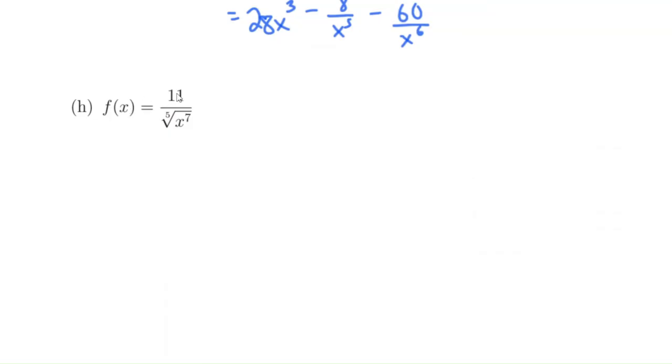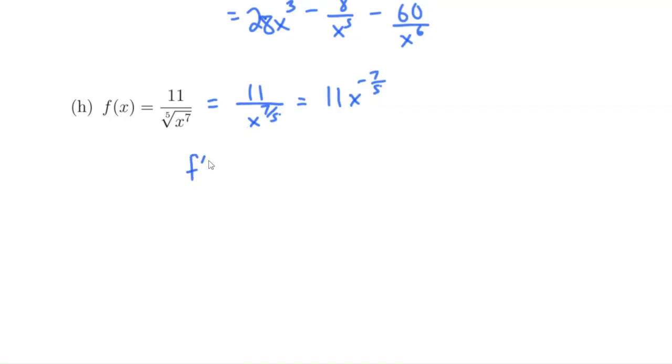I believe we're on our last example. What about if we have 11 over the fifth root of x to the seventh power? Again, we need to remember what the fifth root of x to the seventh is. That would be x to the 7/5 power. The 7 is the exponent, and the fifth root is like taking something to the 1/5 power. But notice that this x to the 7/5 is in the denominator, so we can rewrite it as 11 times x to the negative 7/5.